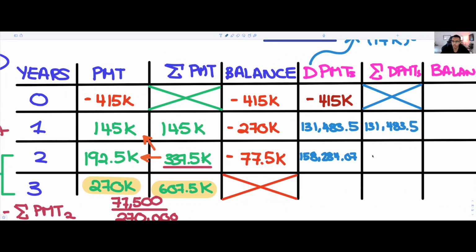And then because of that, the sum of our cash flows will be equal to 289,767.57. All right. Now, if we look at our discounted cash flow payment for year 3, well, in this case, we're going to take $270,000. We're going to discount it by 1.1028 to the power of 3, and that's going to give us another discounted cash flow. We're going to have 201,313.77, and then this is where the magic happens.